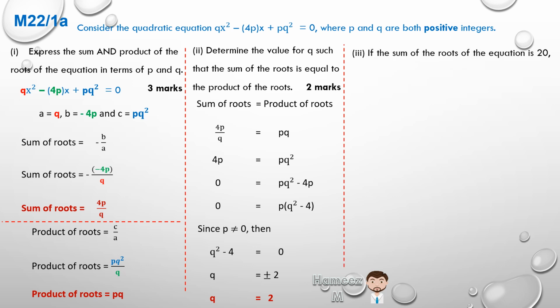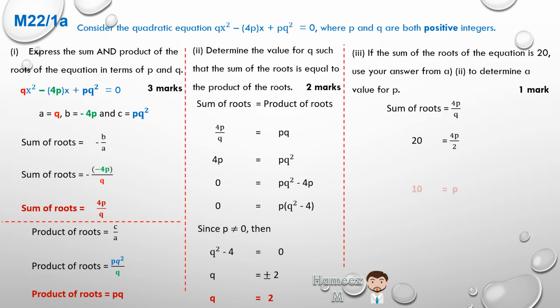Part 3. If the sum of the roots of the equation is 20, use your answer from part A to determine a value for p. So the sum of the roots is equal to 4p over q. And let's substitute. 20 is equal to 4p over 2. 2 into 4 is 2, and if we carry it across, so we get 10 is equal to p.